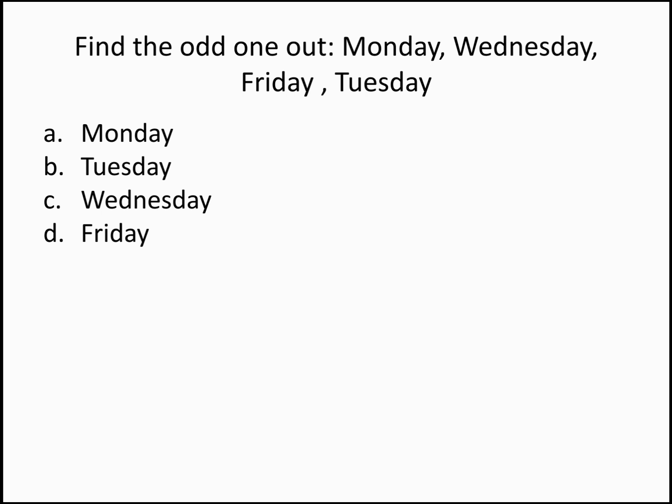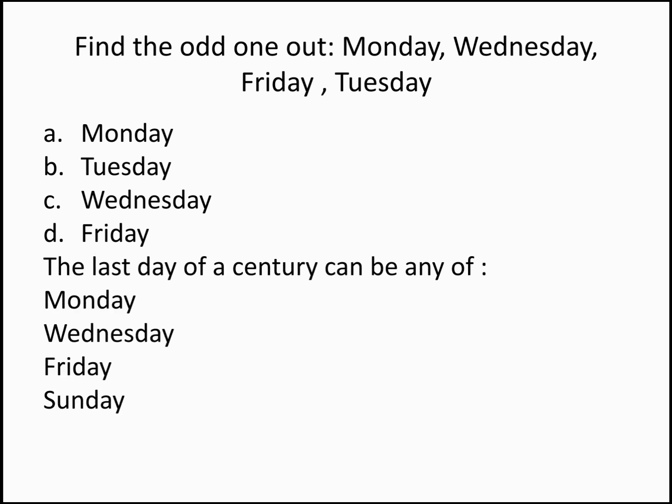Find the odd one out. Monday, Wednesday, Friday and Tuesday. It's a bit tricky question. Everything seems to be a day and you cannot go with the differences. It is depending upon the last day of a century. Always the last day of a century can be either a Sunday or a Monday or a Wednesday or a Friday, but not any of those, right? Applying that logic, the odd one out in this statement is Tuesday. So definitely your answer is going to be Tuesday.